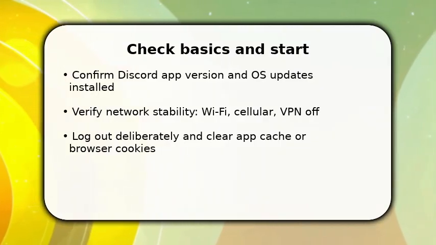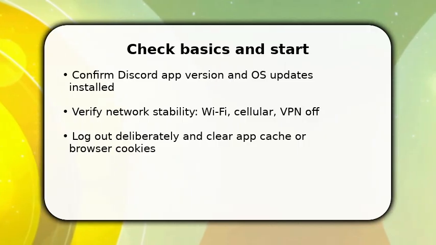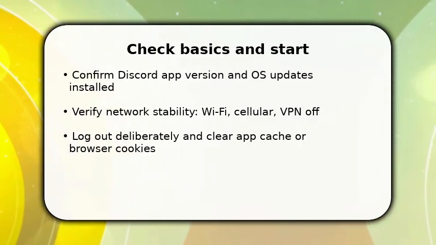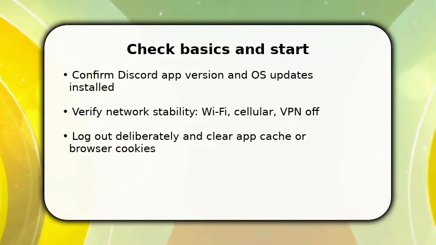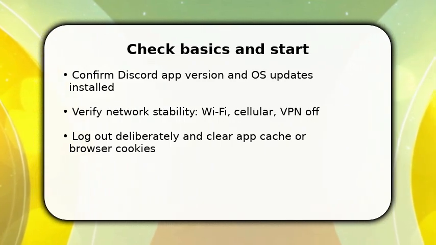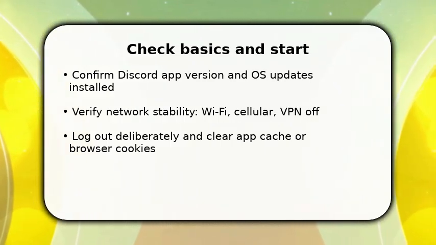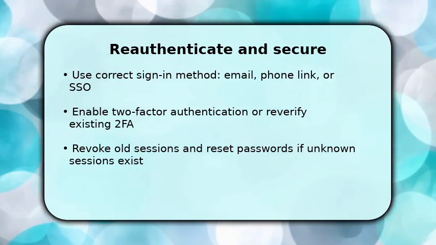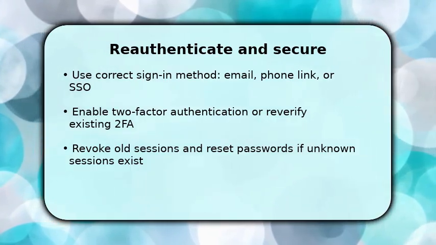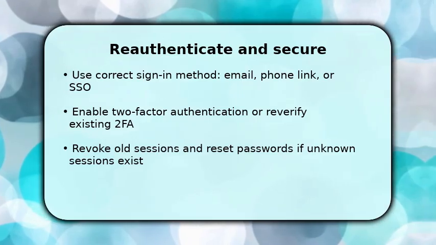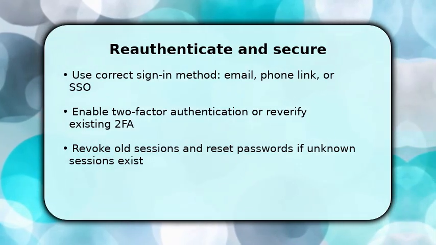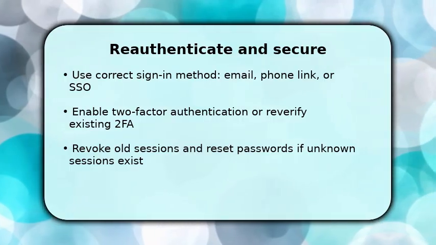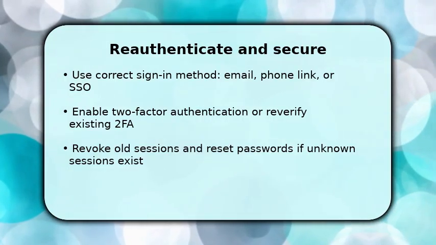Make sure you know your login method, email/password, SSO, or phone link, so the next sign-in uses the correct flow and providers. Now re-authenticate deliberately. Choose the exact sign-in method you used previously and complete any required email or phone verification prompts. If two-factor authentication is enabled, use your Authenticator app or backup codes. If it fails, disable then re-enable 2FA after regaining access.